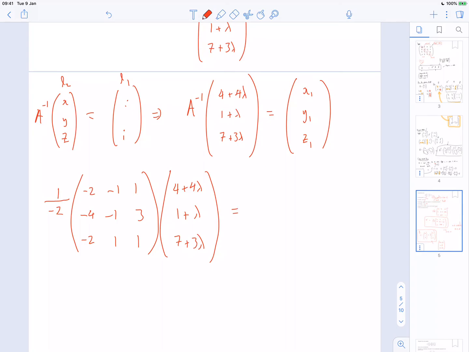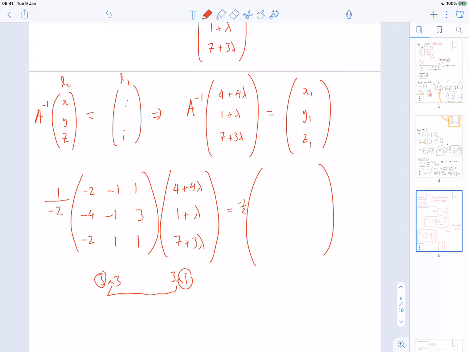Okay, now this is a 3 by 3 matrix, and it's being multiplied by a 3 by 1 matrix. These are the same, so it's going to output 3 by 1, which is just what I wanted. I am going to put the minus half on the outside, because I'm just going to do the matrix multiplication first.